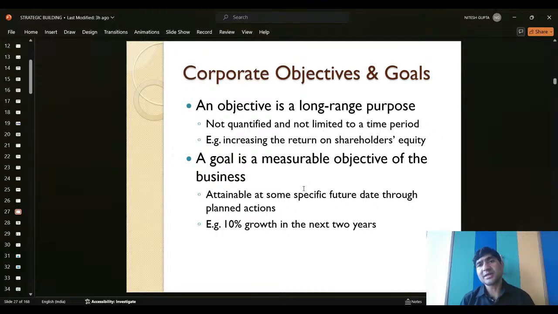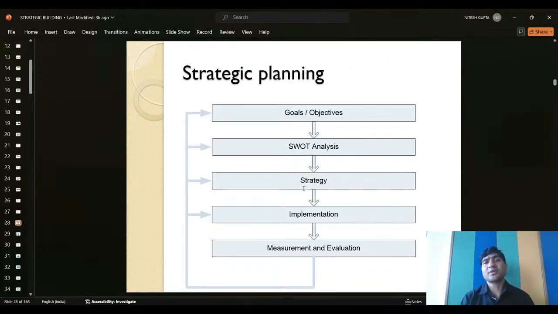So, corporate objectives and goals. An objective is a long-range purpose, not quantified and not limited to a time period. Example, increasing the return on stakeholders' equity. A goal is a measurable objective of the business, attainable at some specific future date through planned action. An example is 10% growth in the next 2 years.